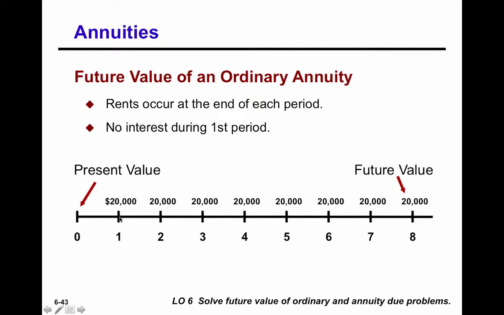Because the first payment is made at the end of the first period, no interest accrues during the first period. Interest does accrue, however, after that, first on the $20,000, and then another $20,000 is added to the deposit. Interest for the second year is calculated on the original $20,000, the interest that was earned in the first period, and the $20,000 that was put in at the end of the first period, which then will generate interest for another year going forward.